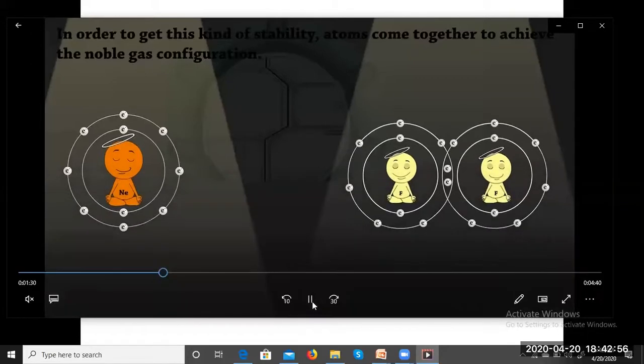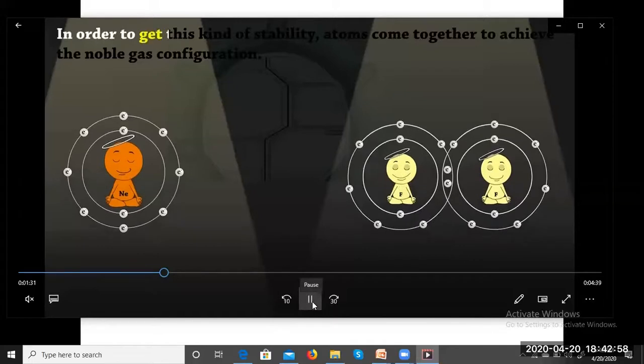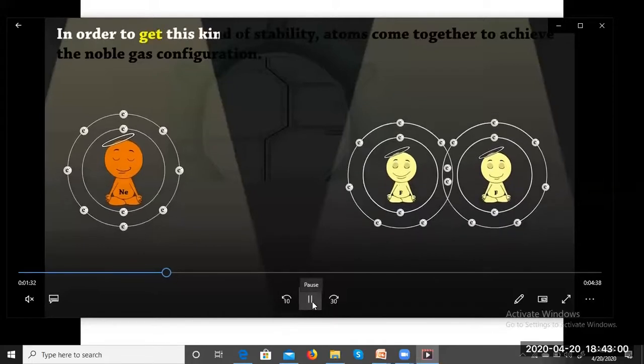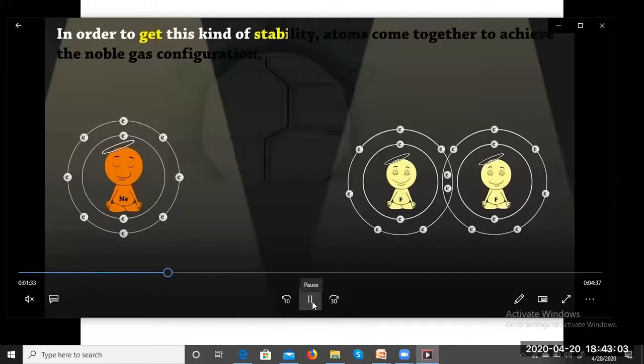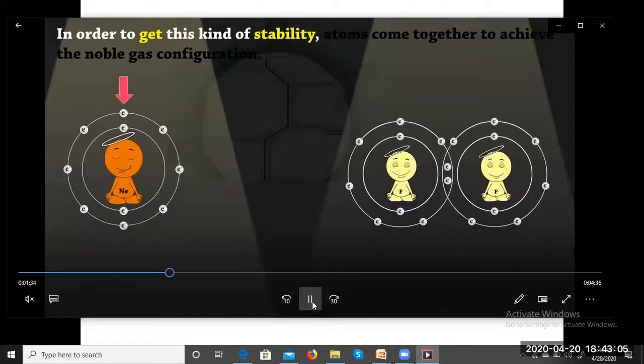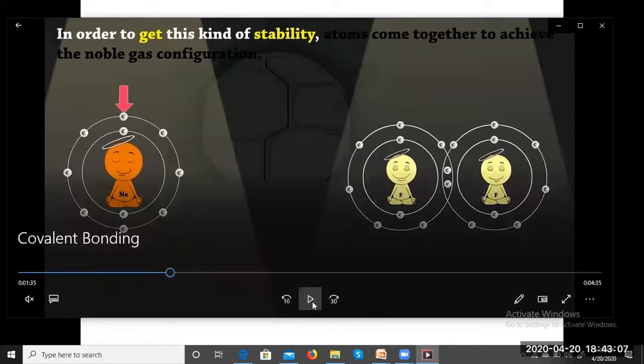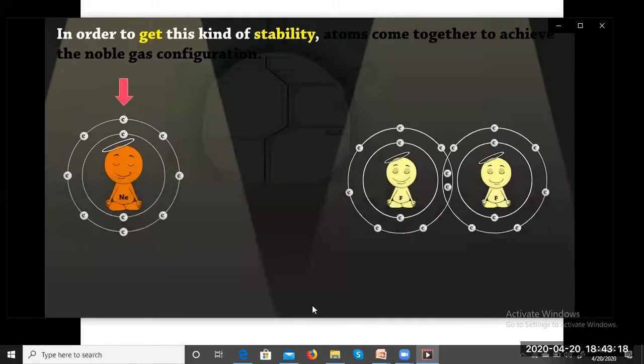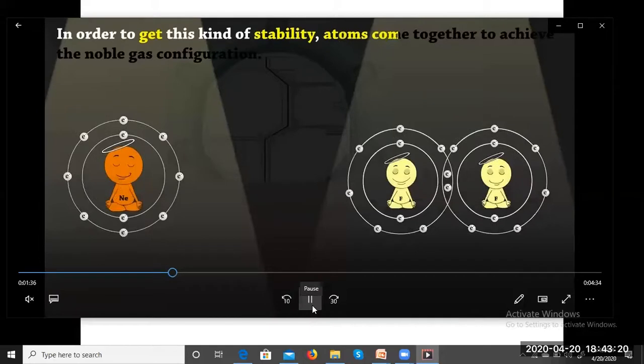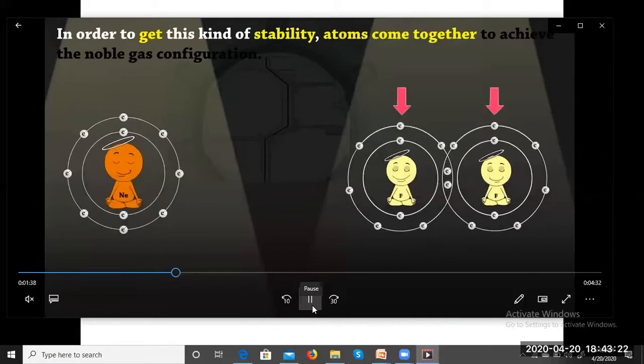and both the atoms are enjoying their complete valence shell. And by doing this, both the atoms have achieved noble gas electronic configuration. So they both got stability. What kind of stability? This kind of stability. Stability like a noble gas, like neon. Okay. They came together, they achieved noble gas electronic configuration by doing what?